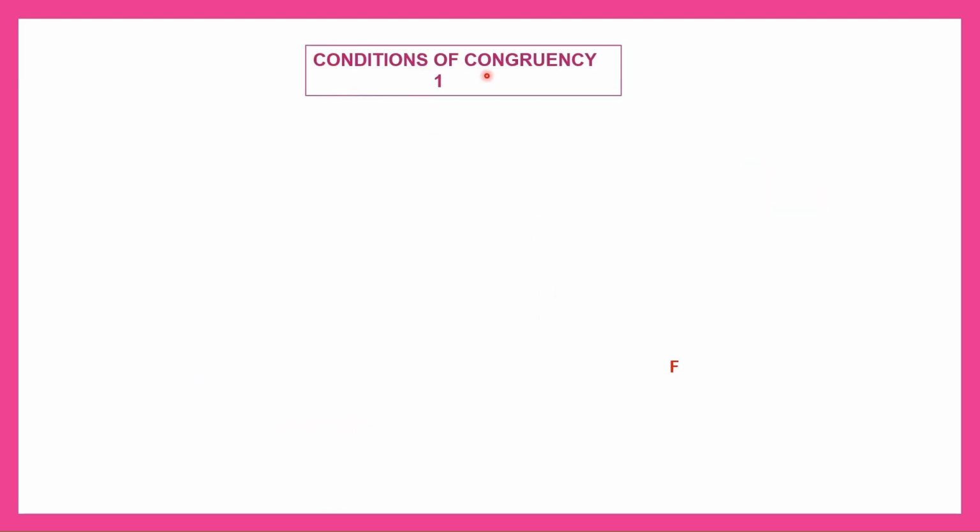Now there are conditions of congruency. When do you say that two triangles are congruent? There are 5 conditions. So let's look at the first condition. In the first condition, we are looking only at the sides of a triangle.